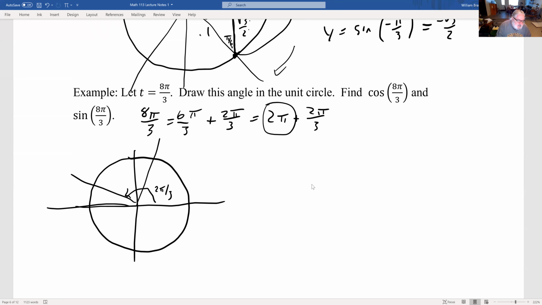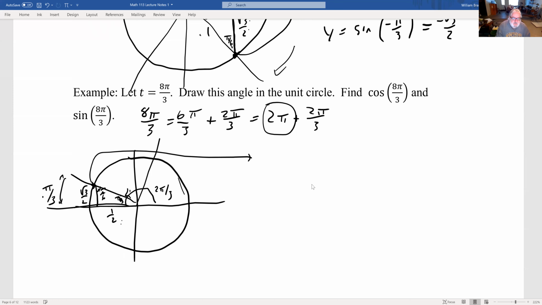So if this is 2π/3, then this angle here must be, because halfway around the circle is π, π/3. Or that's tiny. This angle is π/3. 2π/3 plus π/3 is 180. So if we draw this circle in, this angle here must be π/6. So opposite the big angle, your side is √3/2. Opposite the short angle, it's 1/2.